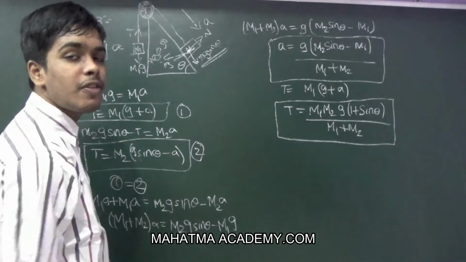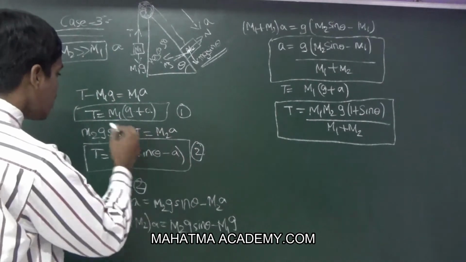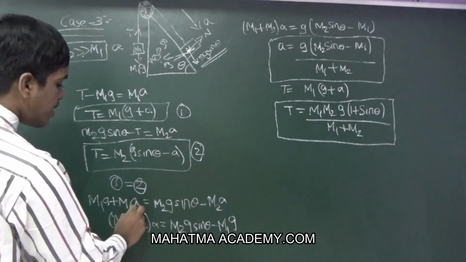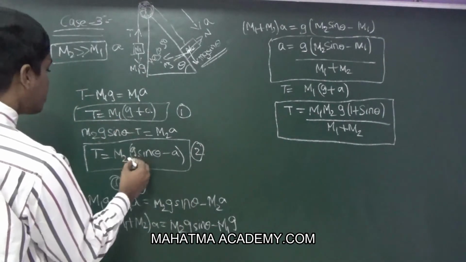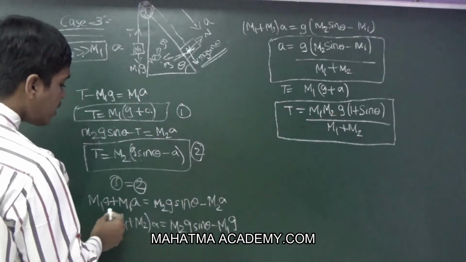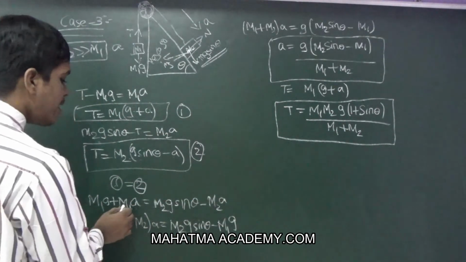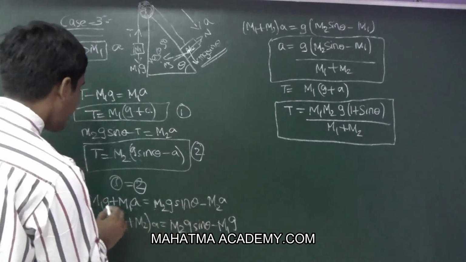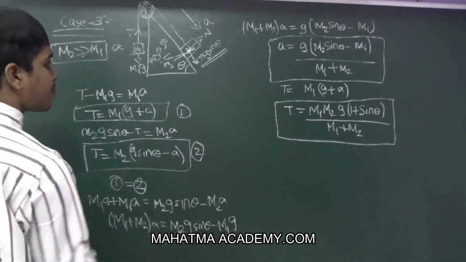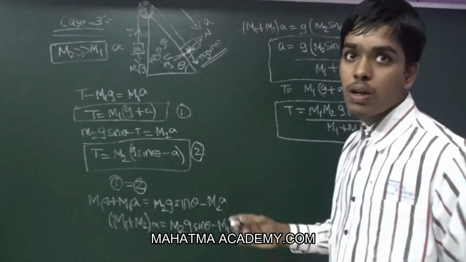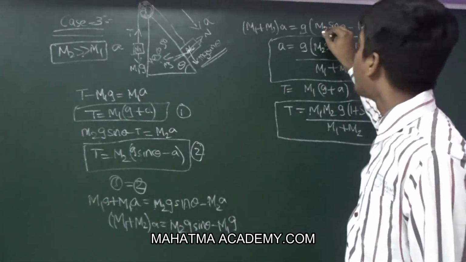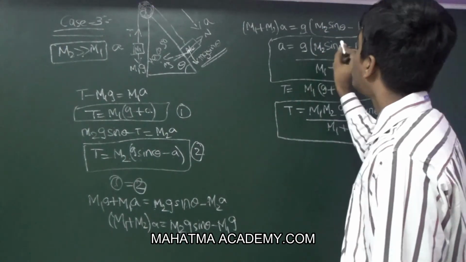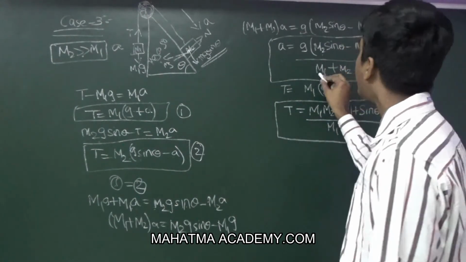Now if you want to find the acceleration, we equate these two terms. 1 is equal to 2. So m1g plus m1a is equal to m2g sin theta minus m2a. If we get the a terms on the left hand side, m1a plus m2a is equal to m2g sin theta minus m1g. Now if we take g common on the right hand side, the acceleration will become g into m2 sin theta minus m1 upon m1 plus m2.